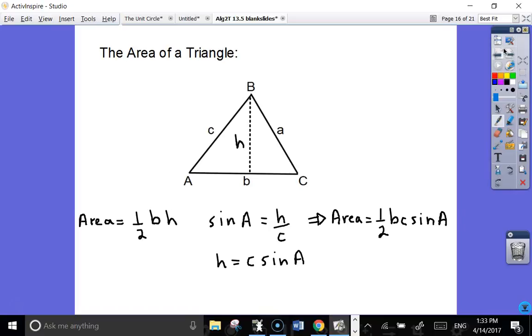So kind of similar to what we did before when we developed the law of sines, if I made a height, an altitude, going right through the middle of this here, I could say that the sine of A is h over c. Solve that for h. You're going to get c times the sine of A. So in place of the h in this formula right here, we can place c times the sine of A, which gives us a new formula: instead of 1/2 BH, it's 1/2 B times C times the sine of A.